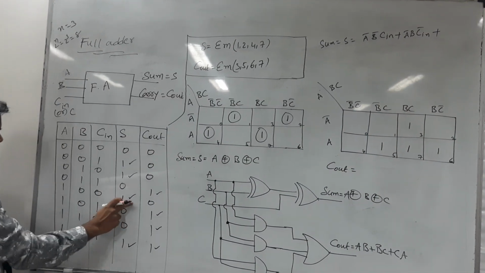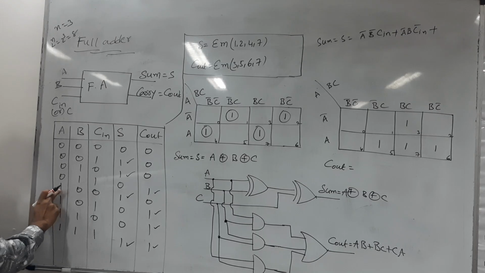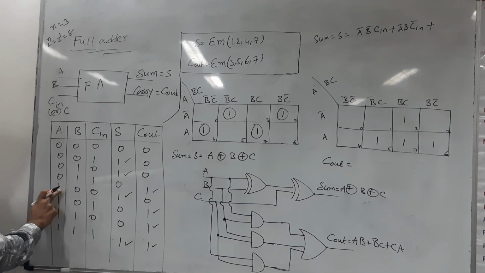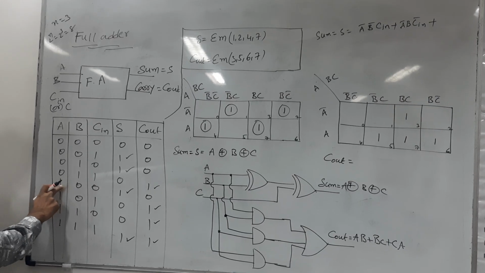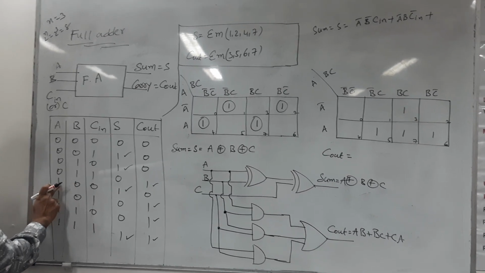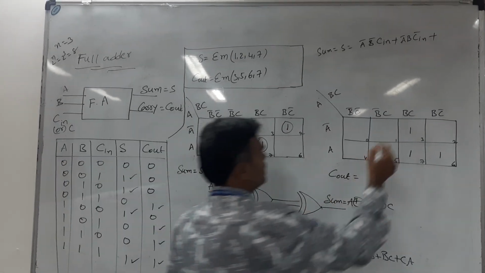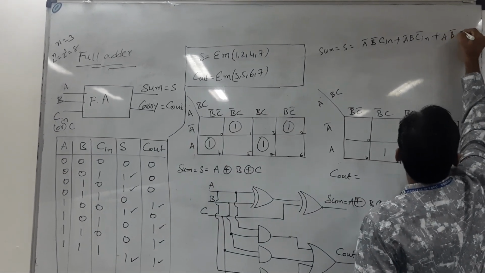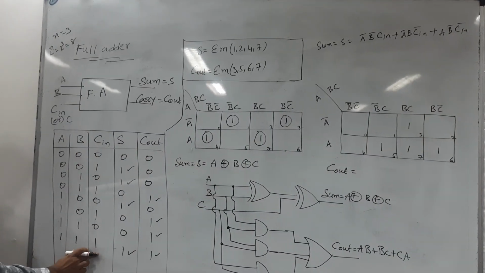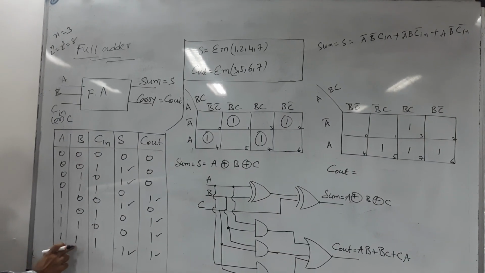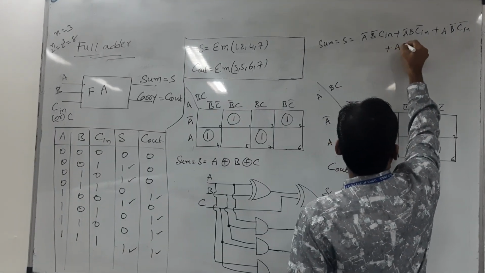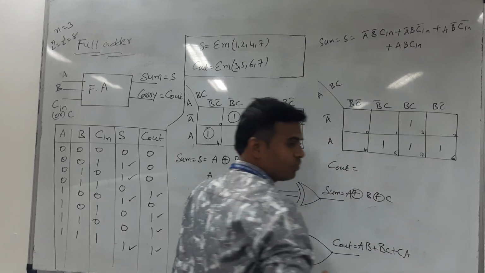Come to the next one. Here 1 is present, and go to the corresponding input combination, which is 1 0 0, and express it in the algebraic form. Wherever 1 is present, represent it in the uncomplemented form, and 0 in the complemented form. Then it becomes A, B bar, C in bar. Next, all the input combination values are 1 1 1, so the corresponding algebraic term is A, B, C in.